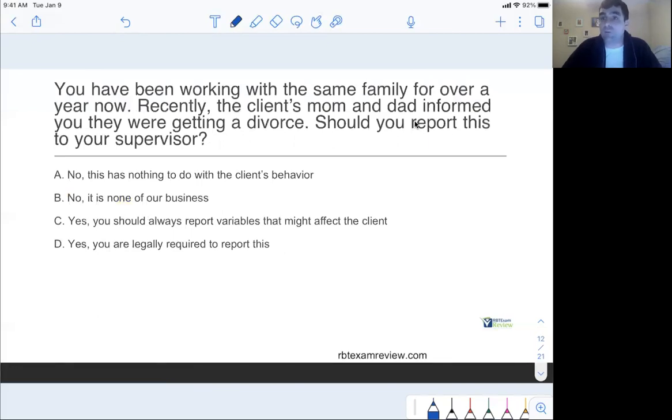Okay, something happens in their life. Should you report it to the supervisor? Does it impact the client? It's a good A. No, this has nothing to do with the client's behavior. Well, maybe not right now, but can we definitively say that the parents getting divorced won't have an effect on behavior? No, we can't say that, right?